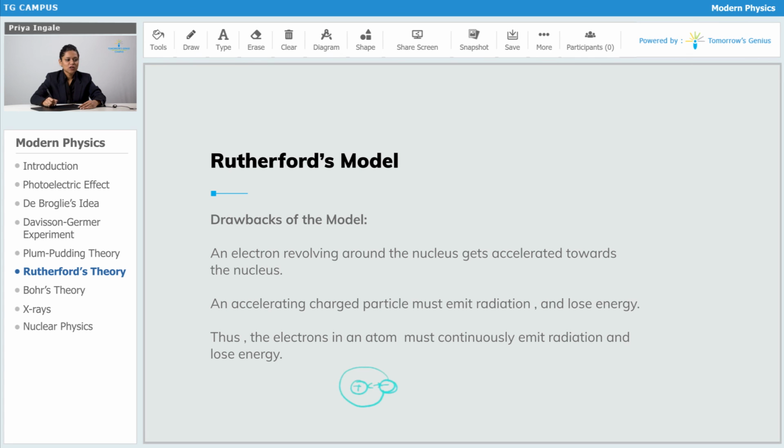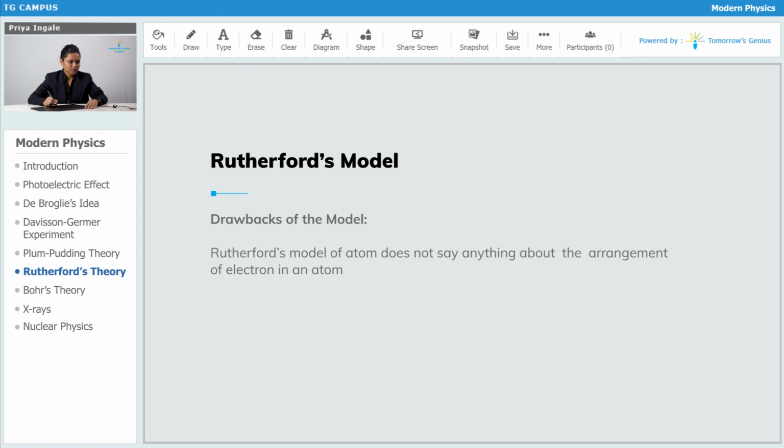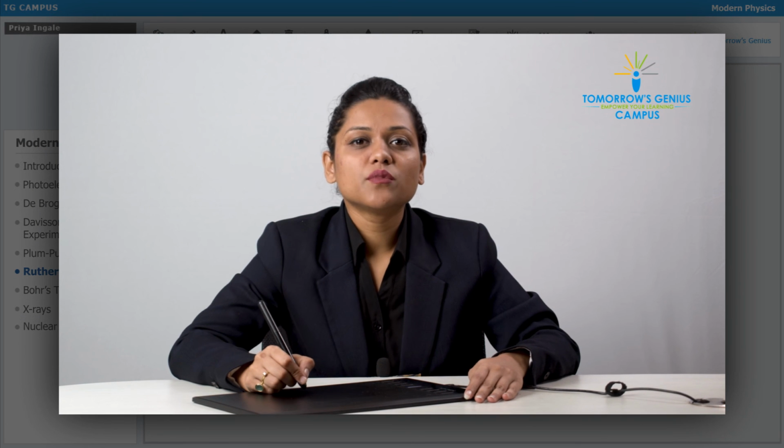An accelerating charged particle must emit radiation and lose energy. Of course, if that particle is accelerating, it must emit radiation and continuously lose energy, but this is not the case. So the Rutherford model was unable to explain this. And the Rutherford model does not say anything about the arrangement of electrons in an atom, that means about orbits and all, it was unable to explain. That is why the Bohr model came.